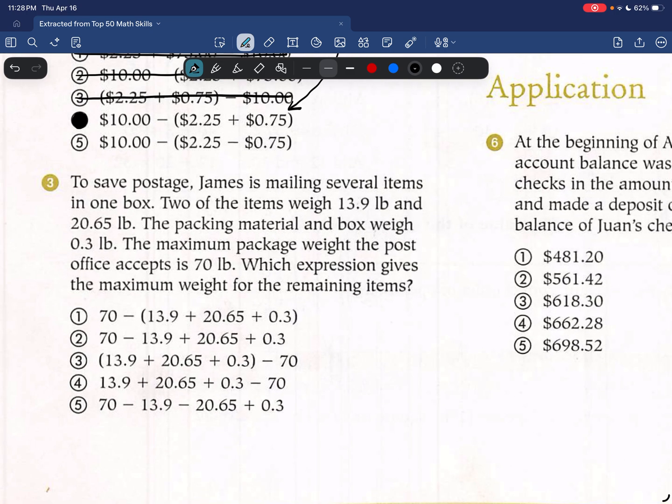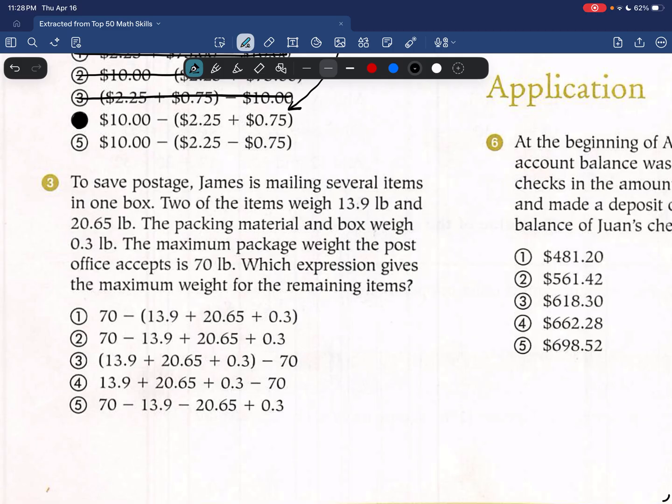To save postage, James is mailing several items in one box. 2 of the items weigh 13.9 pounds and 20.65 pounds. The packing material and box weigh 0.3 pounds. The maximum package weight the post office accepts is 70 pounds. Which expression gives the maximum weight for the remaining items?